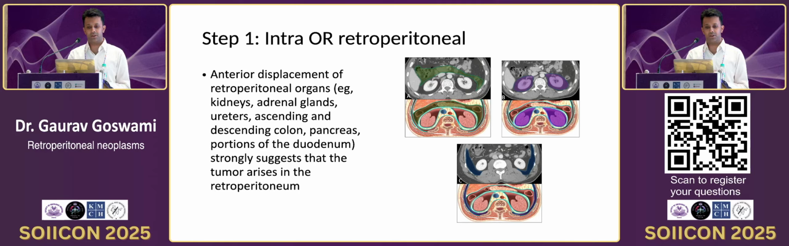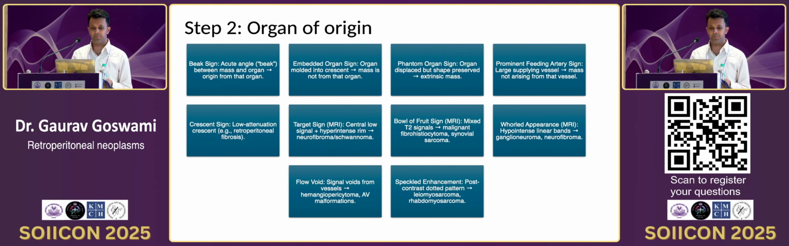So these are the steps. Step 1 is to identify whether the lesion is intraperitoneal or retroperitoneal. Anterior displacement of the retroperitoneal organs, or parallel lateral displacement of the retroperitoneal organs, is the key feature of a retroperitoneal mass. Step 2, these are the most important signs.